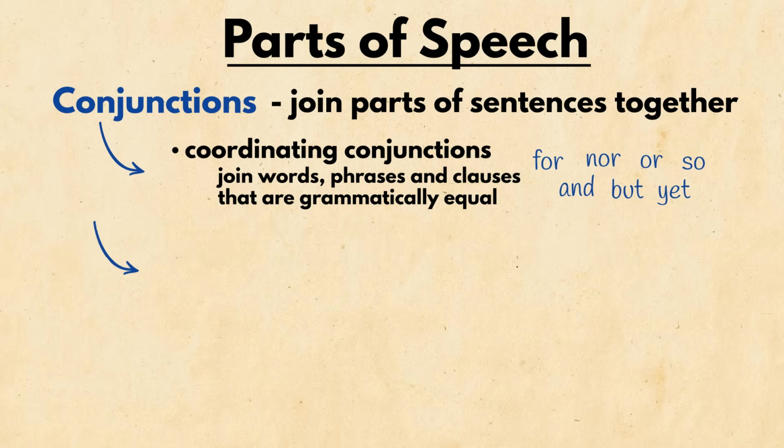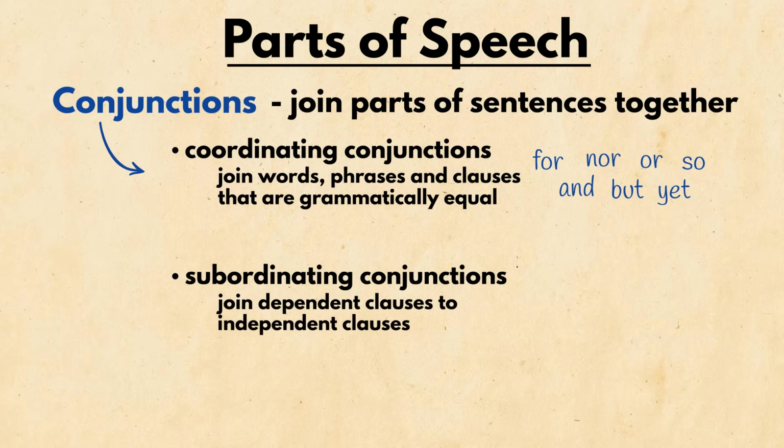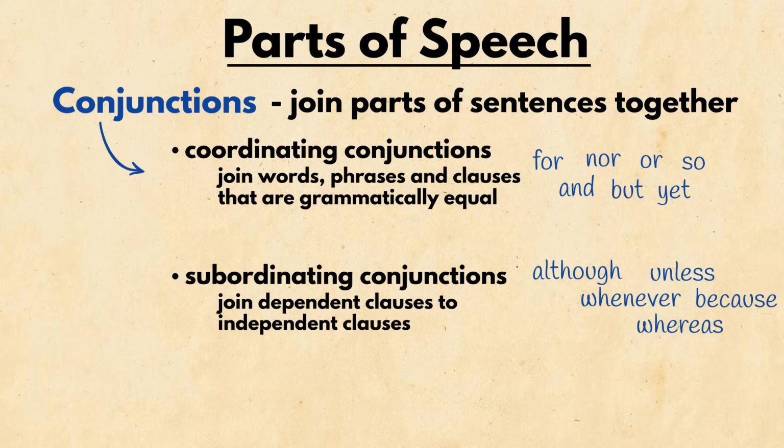Some conjunctions are subordinating conjunctions. Whereas coordinating conjunctions join parts of sentences that are grammatically equal, subordinating conjunctions join dependent clauses to independent clauses. Dependent clauses cannot stand alone. They depend on an independent clause. Some examples of subordinating conjunctions are although, whenever, unless, because, and whereas.